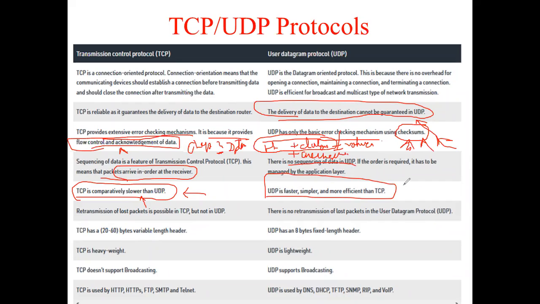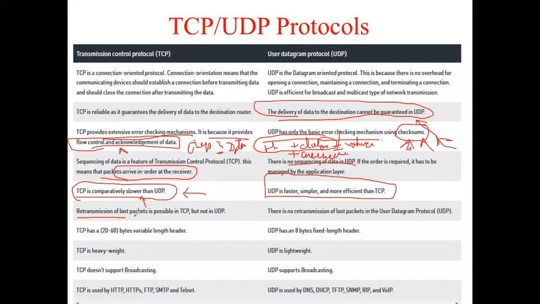Packets are allowed to move in any direction, and we don't even maintain any sequence. They can reach the destination in any sequence. Now it's the duty of the destination to reassemble them to form the original message, right? This is the additional work at the receiving side, right?